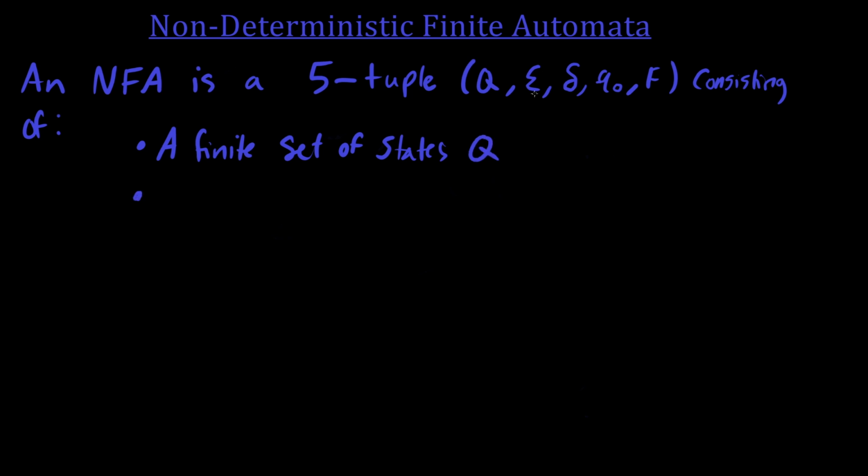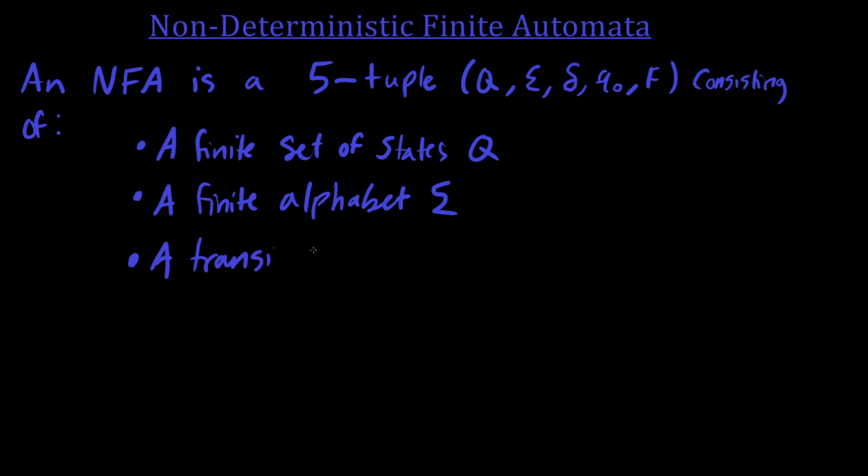And then second, we need to define sigma. So our NFA also contains a finite alphabet or set of input symbols, sigma. And this is again the same as the DFA case, right? We had a finite alphabet sigma in our DFA as well. And now this is where our NFA is going to differ. We also need a transition function delta.